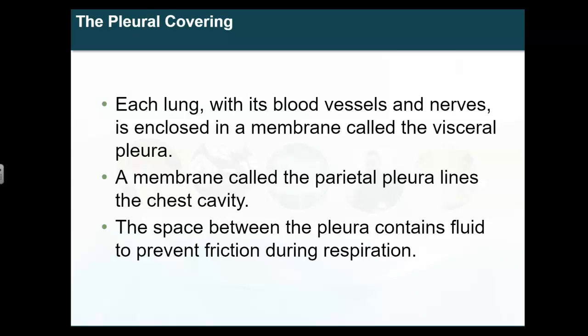Each lung with its blood vessels and nerves is enclosed in a membrane called the visceral pleura. The membrane also lines the thoracic cavity and is called the parietal pleura. The airtight space between the pleural membranes is known as the pleural space or cavity. It contains a lubricating fluid to prevent friction as the membranes rub together during respiration. We've talked about this before, but if something is moving, it generates friction, and friction generates heat, and we don't want that to happen in the pleural cavity.